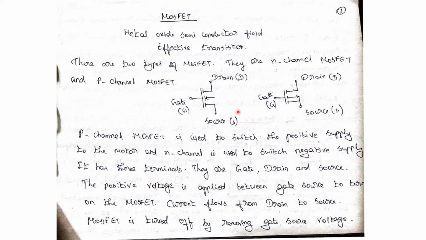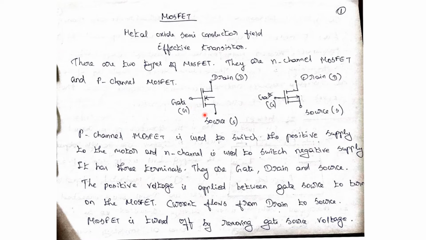P-channel MOSFET is used to switch the positive supply, and N-channel MOSFET is used to switch the negative supply. Once the gate source drive is applied, current flows from drain to source.